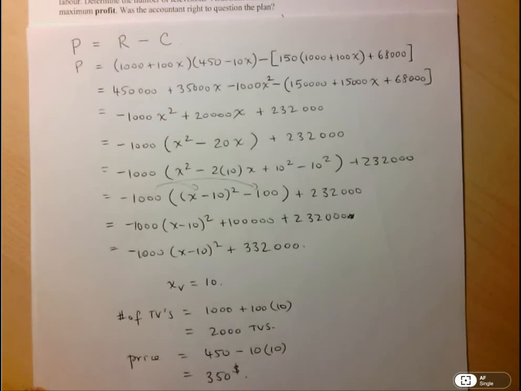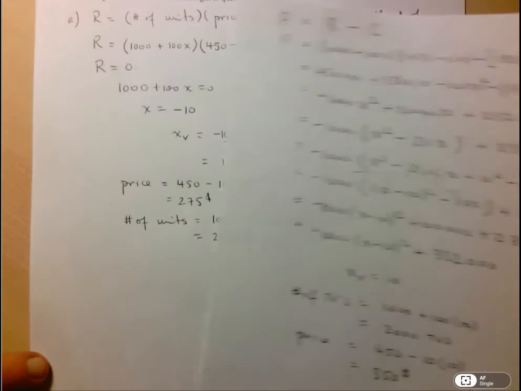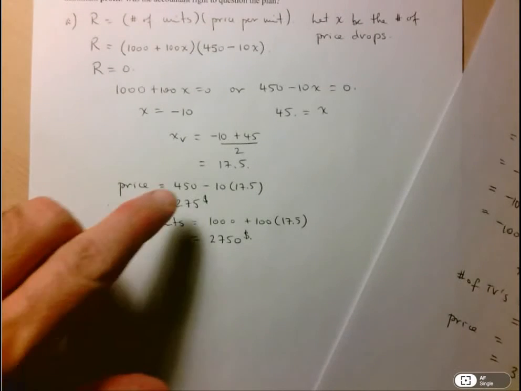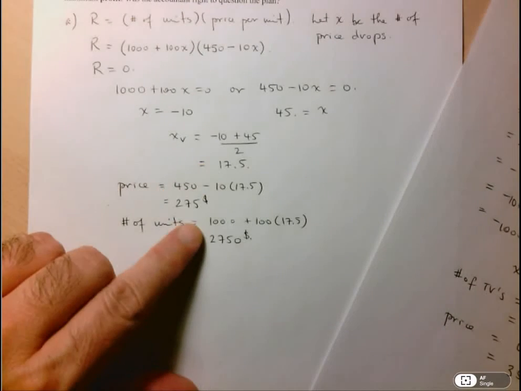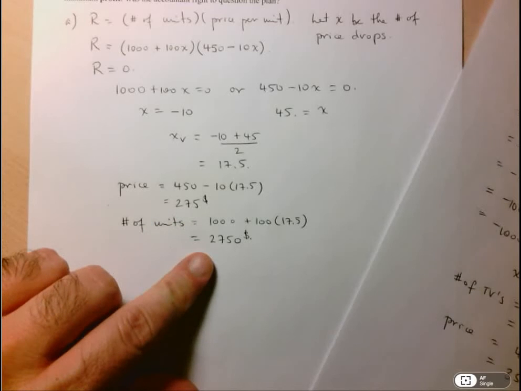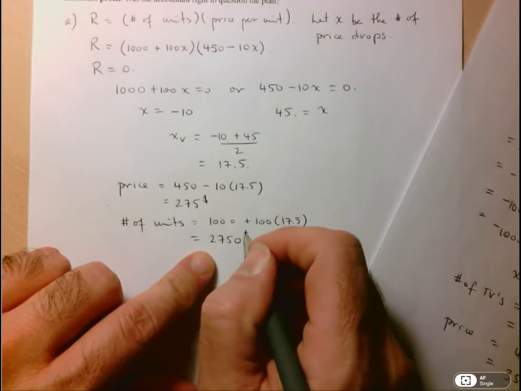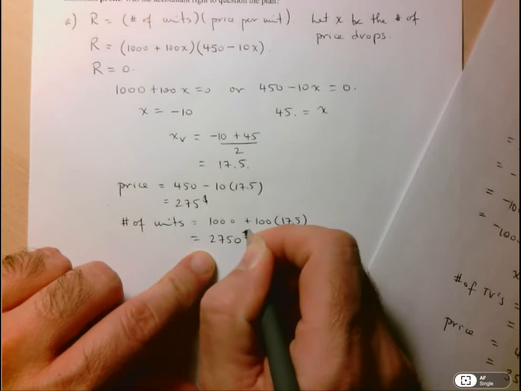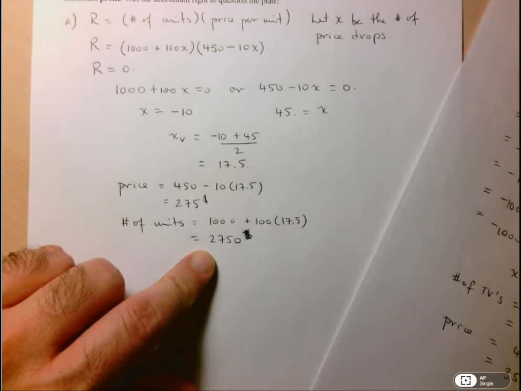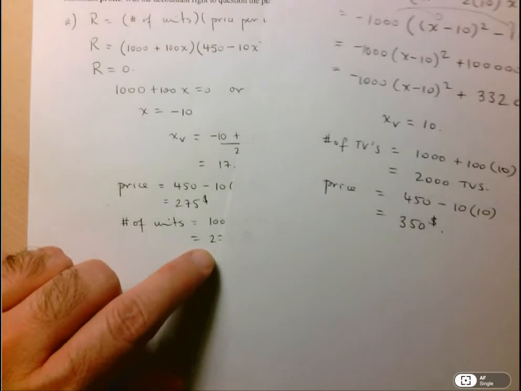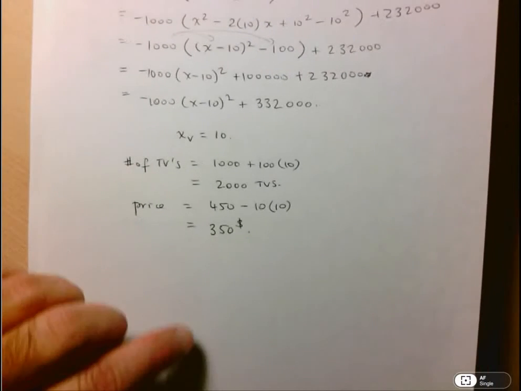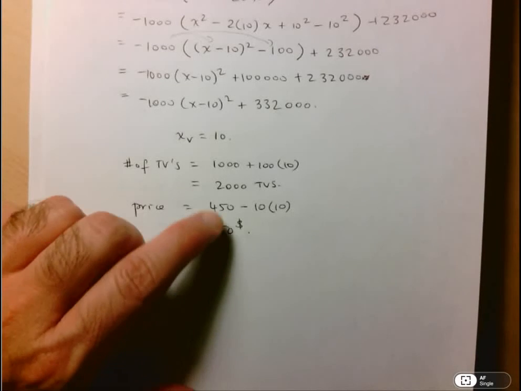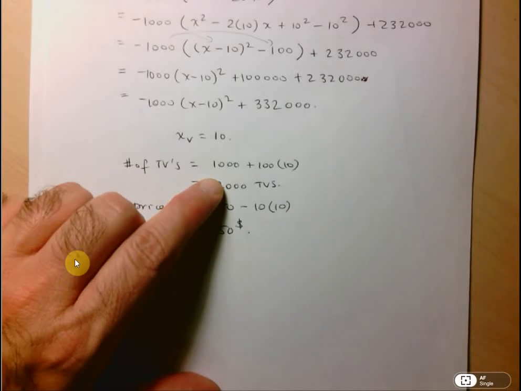So we see that earlier, to maximize revenue, it made sense to charge $275 and sell 2,750 units. Just realized I made a little mistake there. And for maximizing profit, it's $350 at only 2,000 TVs.